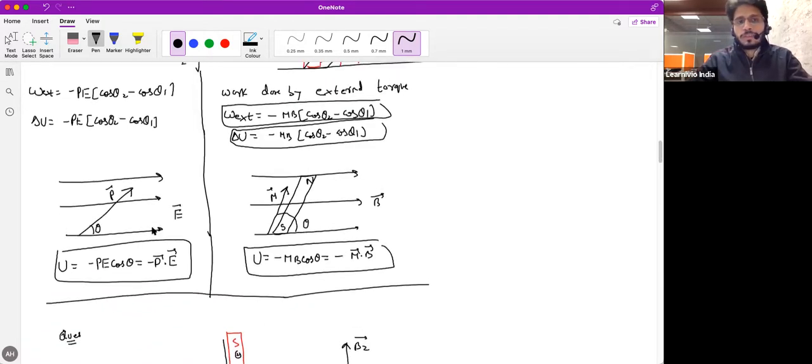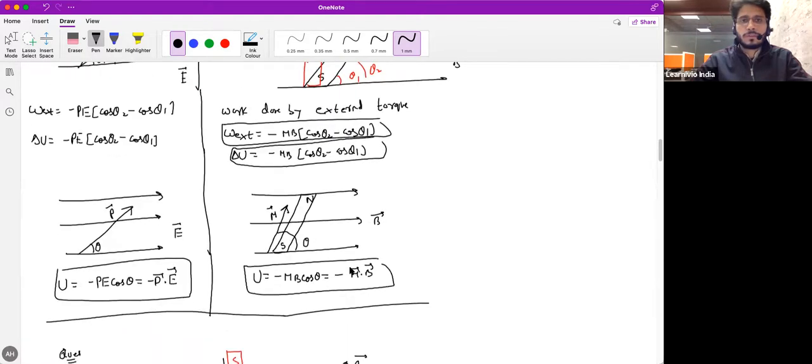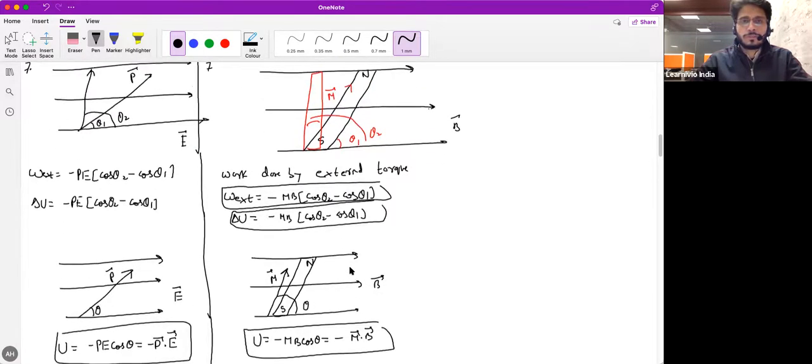If you place this at some angle theta, then the potential energy is minus P cos theta, which you can write as minus P dot E. For a bar magnet, you can write this as minus MB cos theta, which is minus M dot B. Just note it down.